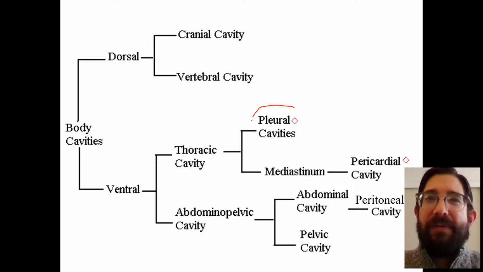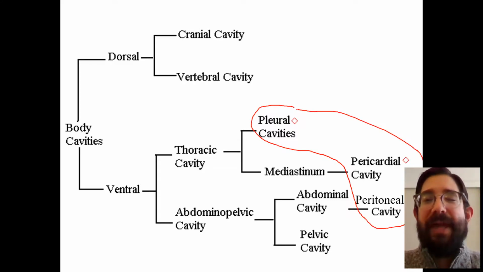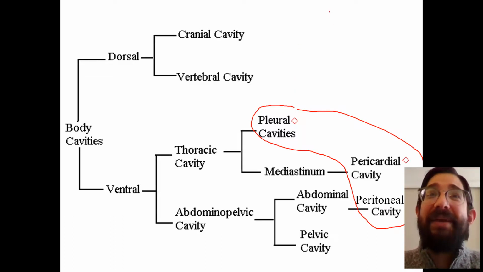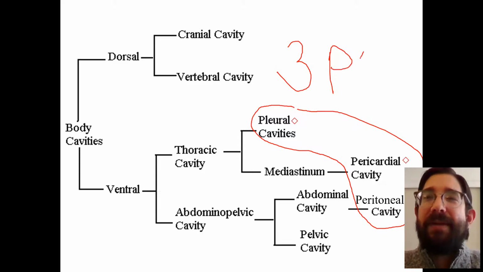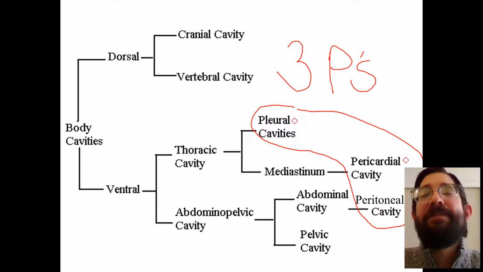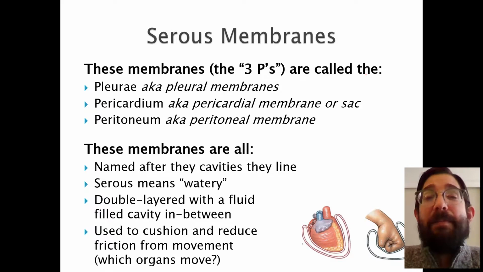And what I've also indicated here is that the pleural cavities and the pericardial cavity and the peritoneal cavity make up something that I call, and maybe others, the three P's. The three P's are very important. You're going to get sick of hearing about the three P's very quickly. But the three P's are serous membranes.